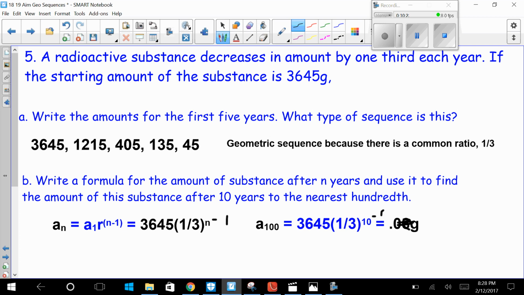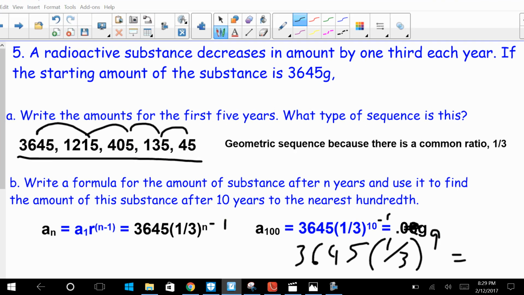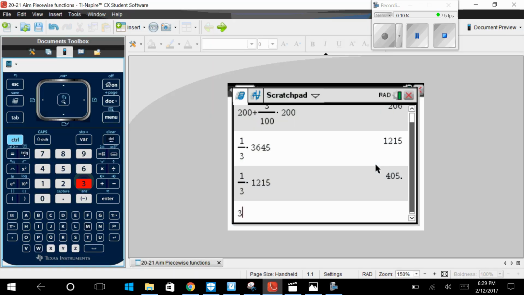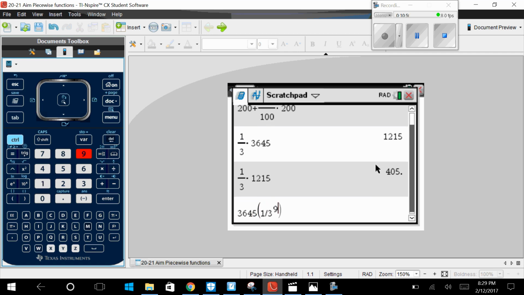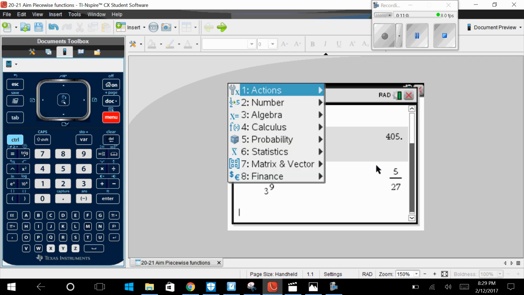Let's put it in. So this would be 3645 times 1/3 to the 9th, because you're multiplying 1/3 9 times. So here's the example here. In order to get to the 5th year, you multiplied 1/3 4 times. So to get to the 10th year, you multiply 1/3 9 times. I should have caught that. Excuse me. 3645 times 1/3 to the 9th. That would be 5/27. I think, let me show you.